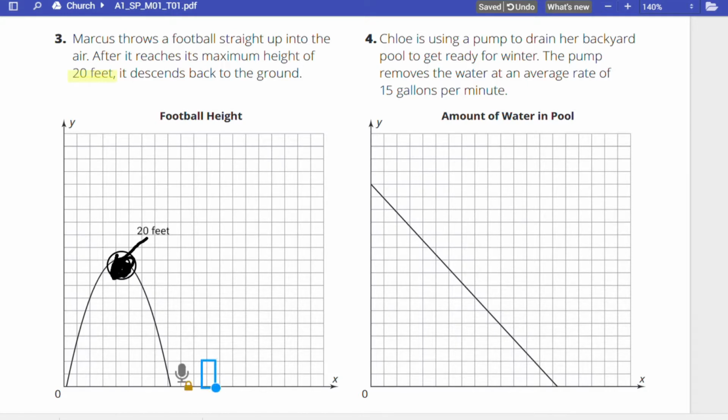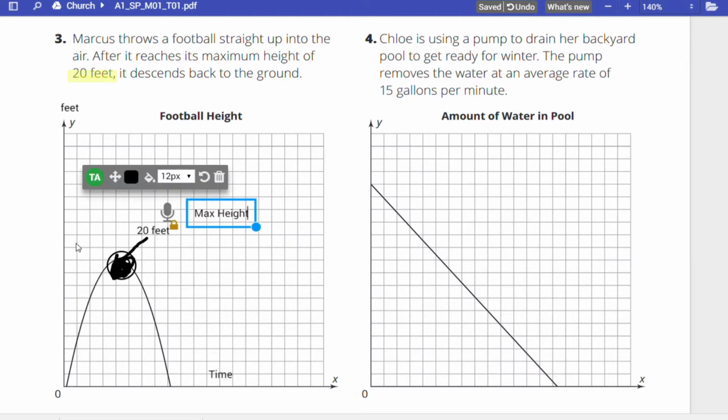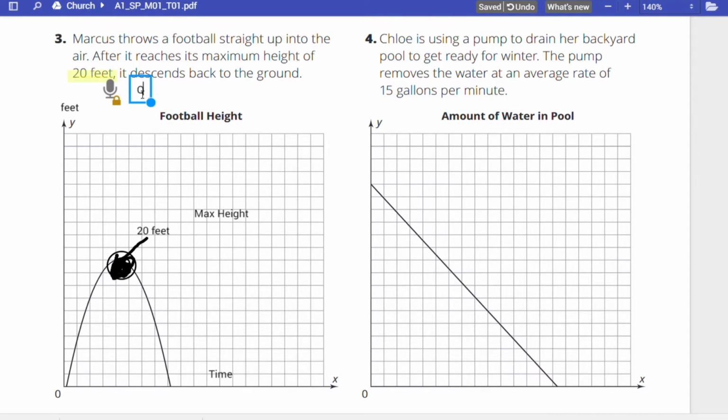I'm going to guess that the x-axis is going to be some sort of measurement of time, and then also that the y-axis is probably going to be some sort of measurement of feet, because that's what the maximum height is. I also want to point out that this is a maximum height, and we learned that the other day. And also this is what we would call a quadratic equation, because it has that parabolic shape.